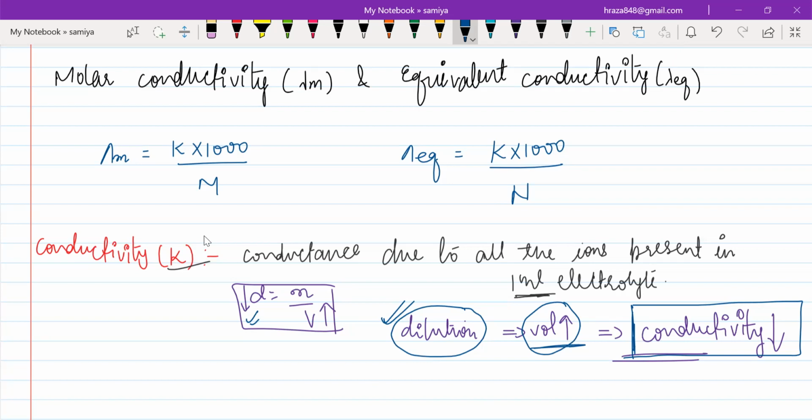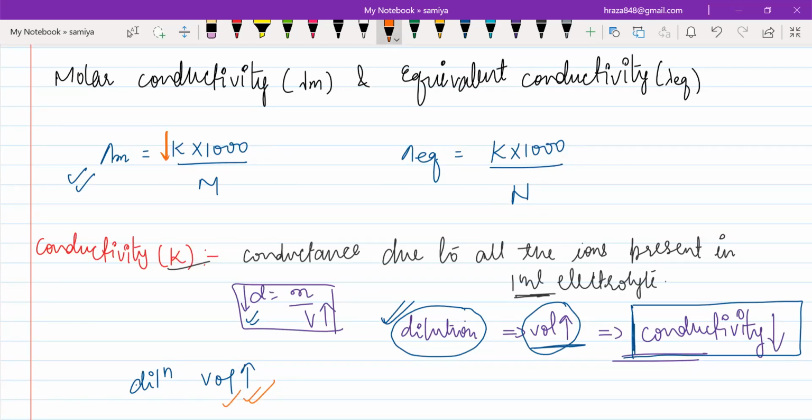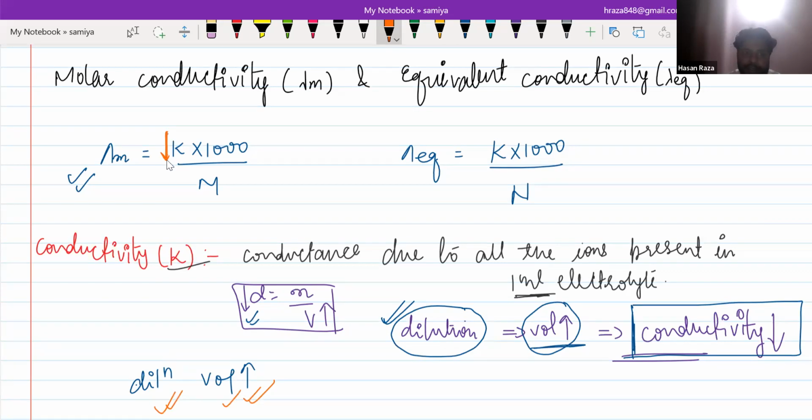Now apply this formula here. If you are going to do dilution, that means volume increases. If volume is increasing, that means conductivity is decreasing. If volume is increasing due to the dilution, conductivity is decreasing, and if conductivity is decreasing, molar conductivity will also decrease, because they are directly proportional. Yes or no?